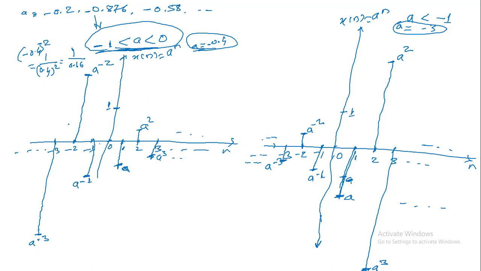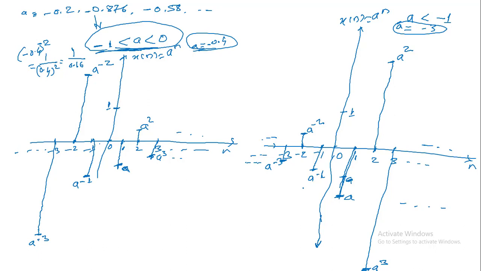In the previous case, the signal was decaying, it was decreasing. In this case, it is increasing. In both cases, the samples have negative or positive values. So here also the sample can have positive or negative values. So this is what an exponential sequence is.